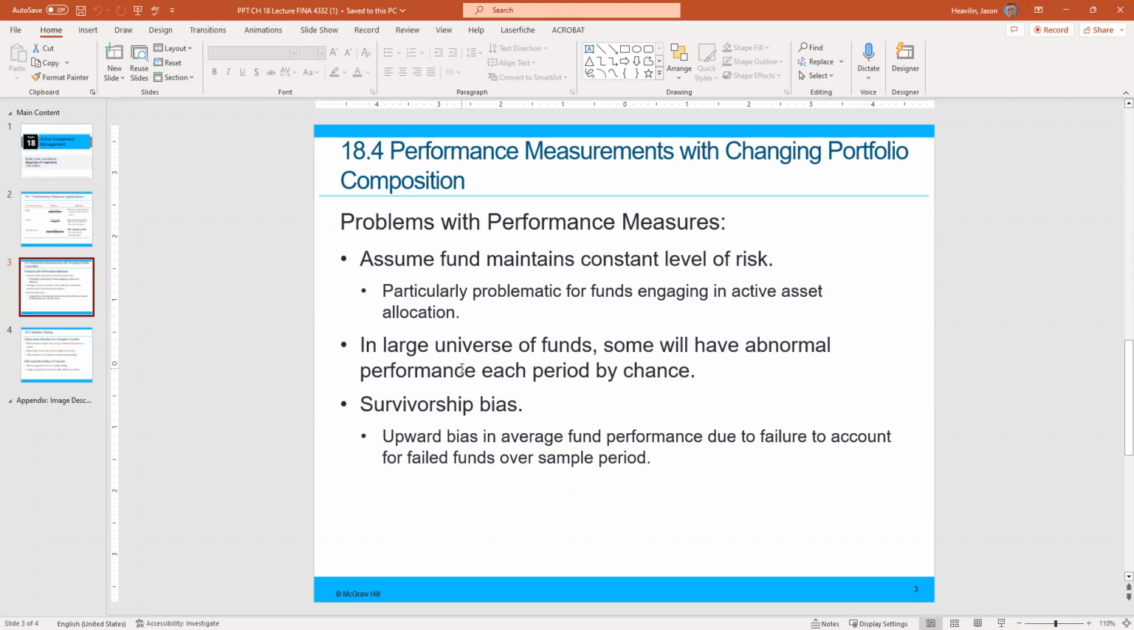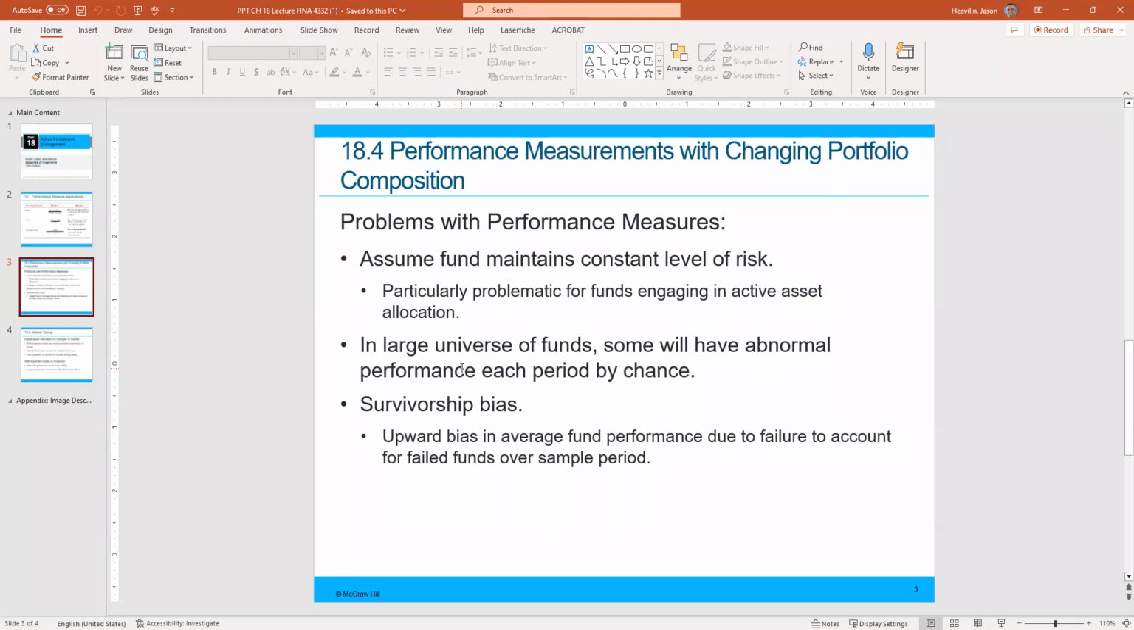So just by randomness, it just happens, some portfolios, some assets, some funds are going to do really well, or at least above the expectation or the requirement. Some of them may do badly, below the expectation or the requirement. So abnormal performance could mean above or below. They could do better or worse. Then there's survivorship bias.